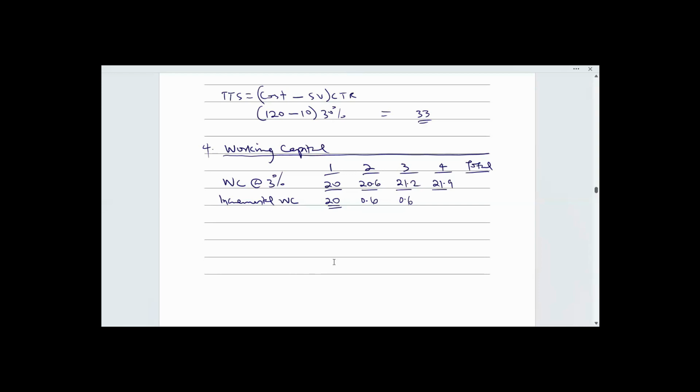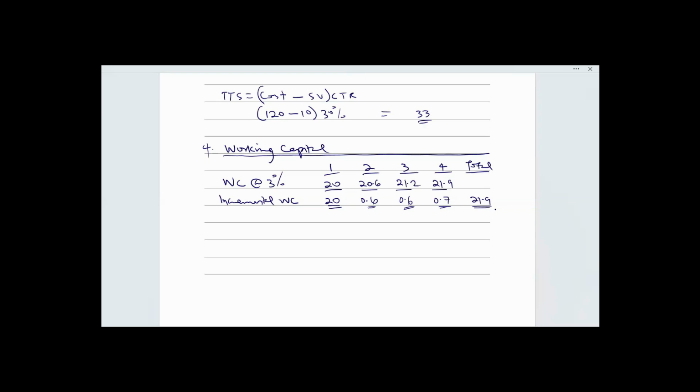20.6 minus 21.2. So 21.2 minus 21.9, that should give me 0.7. So when you add everything together, it should give you 21.9. Is it 21.9? 20 plus 0.6 plus 0.6 plus 0.7. Is it up to 21.9? Yes, sir, 21.9.